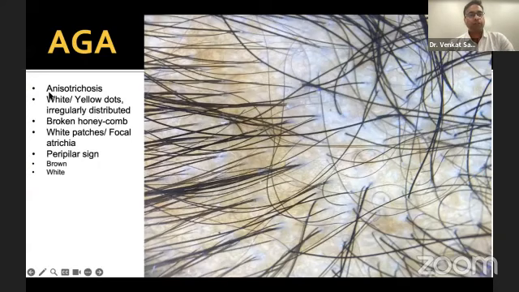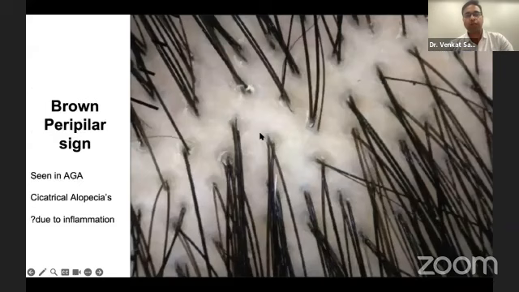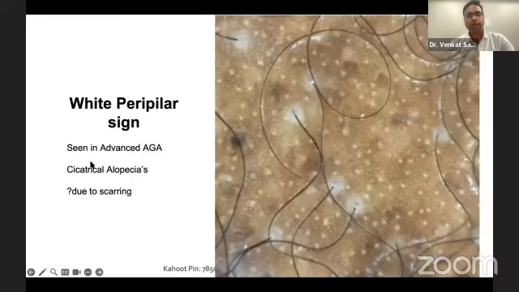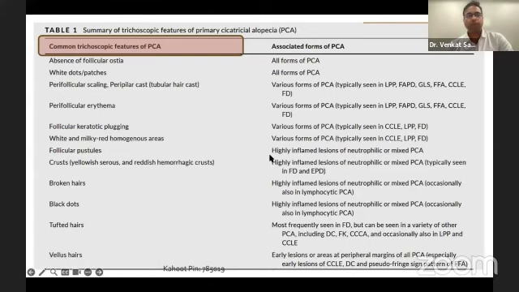So androgenetic alopecia typical features are anisotrichosis, white or yellow dots, irregularly distributed white patches, focal atrichia, peripilar sign, which can be either brown or white. This is an example of a brown sign, which is seen even in cicatricial alopecias due to inflammation. You have white peripilar sign seen in advanced AGA because of the perifollicular scars, or even in cicatricial alopecia.